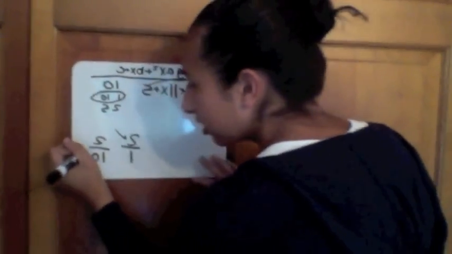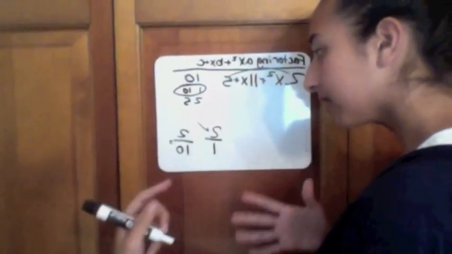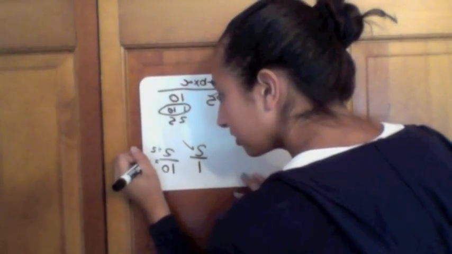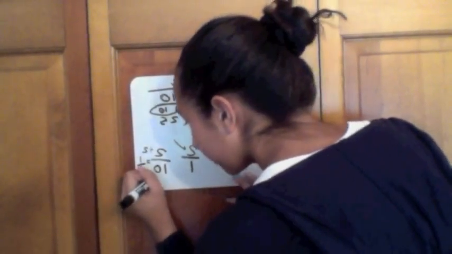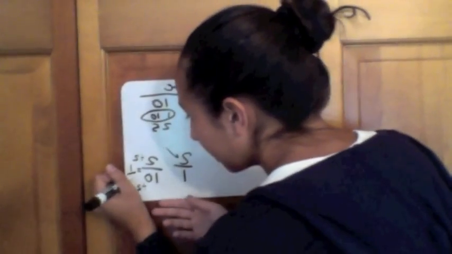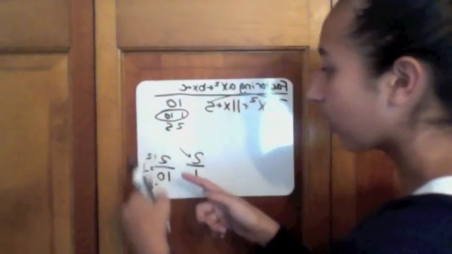So let's see. 2 goes into 10 how many times? So we divide by 2, and it equals 1. And then here we divide by 2. What we do to one side, we have to do the other. It equals 5. So now we have 1 over 5.